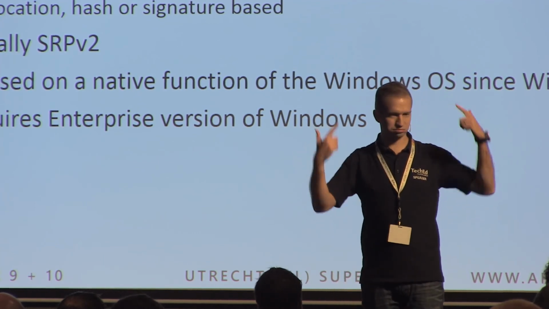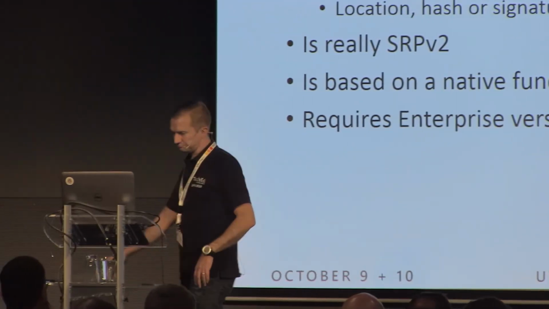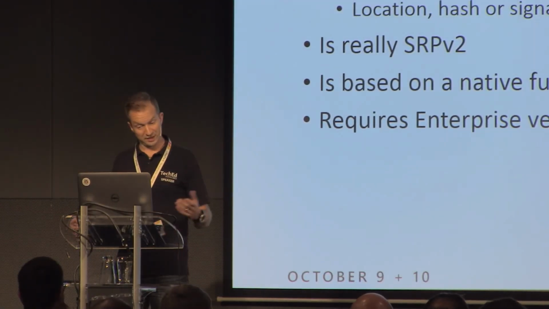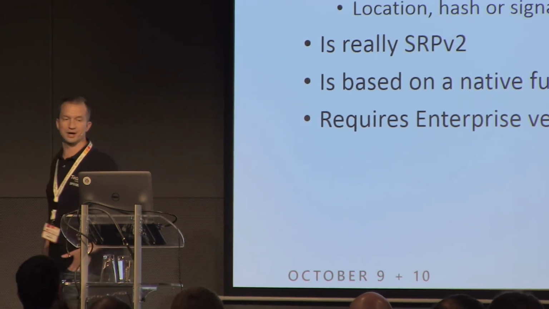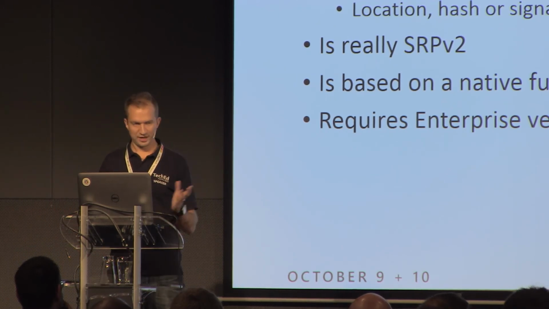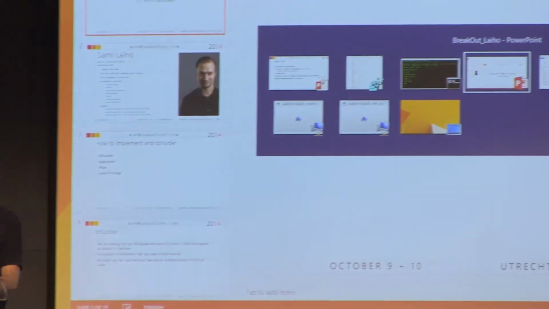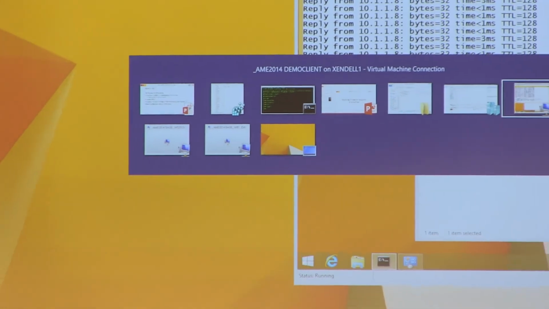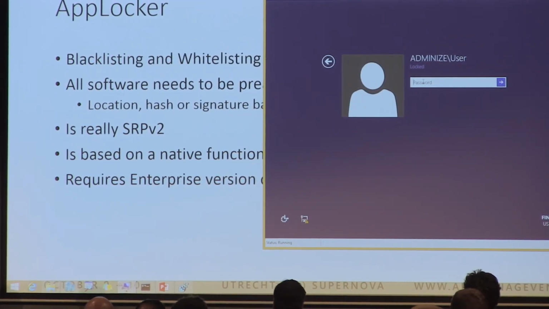It's silly. Okay? So, AppLocker is, I think, mandatory, but it's only for Enterprise versions, so it can't be used everywhere. How I implement AppLocker is quite a quick thingy, so we'll do a demo on this. First of all, there are holes in AppLocker. So let's see. There's our user.